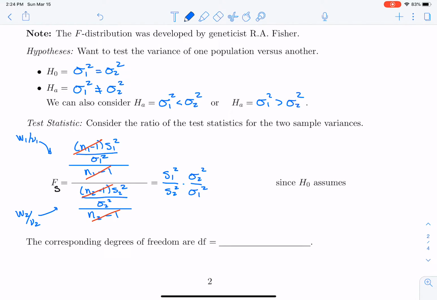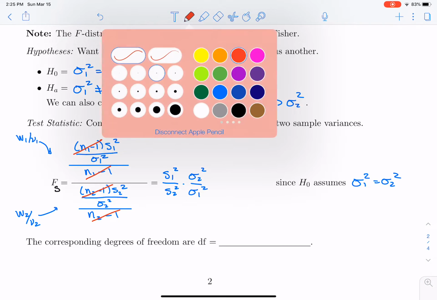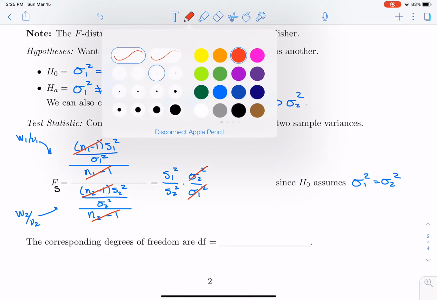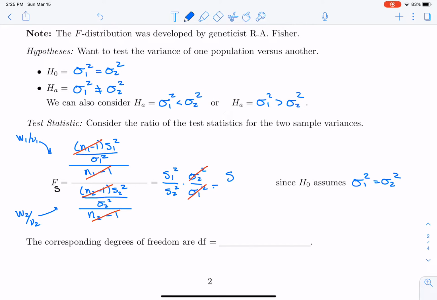But the null hypothesis is going to assume that sigma 1 squared equals sigma 2 squared. So under the null hypothesis, sigma 1 squared is equal to sigma 2 squared, so those will cancel. And we're just left with the ratio of the sample variances, S1 squared over S2 squared. And the degrees of freedom for this test statistic is going to be the ordered pair n1 minus 1, n2 minus 1.